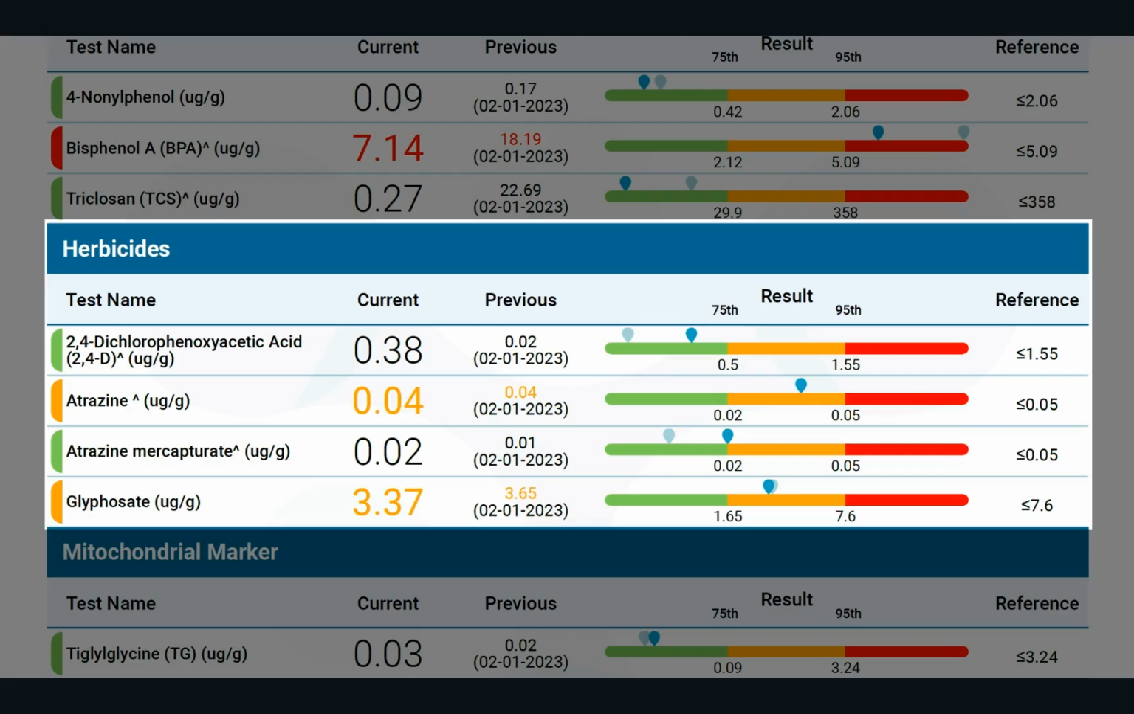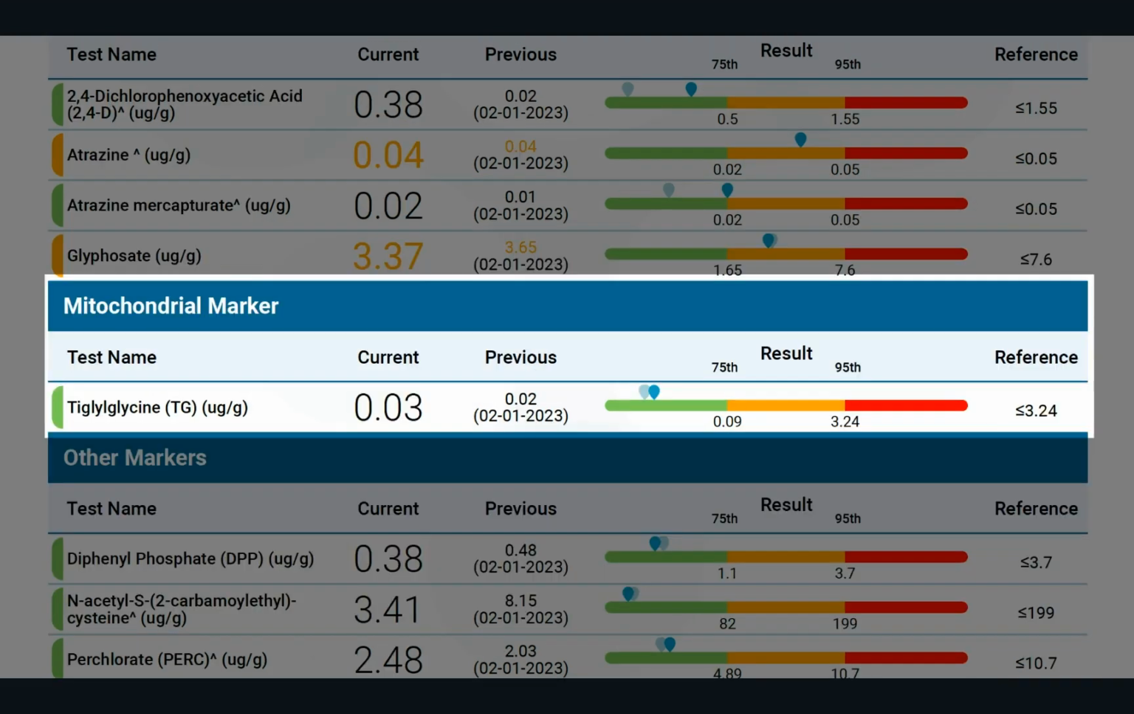Moving on. Herbicides are chemicals used to control the growth of weeds, herbs, and other undesirable vegetation. Markers include 2,4-dichlorophenoxyacetic acid, atrazine, atrazine mercapturate, and glyphosate. Thioglycine is a mitochondrial marker. Since toxins may contribute to impaired mitochondrial function, elevated levels of thioglycine provides evidence of mitochondrial dysfunction.